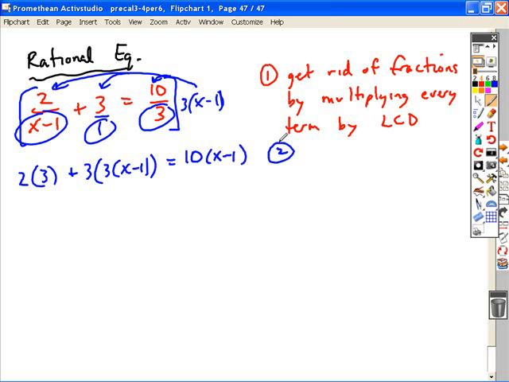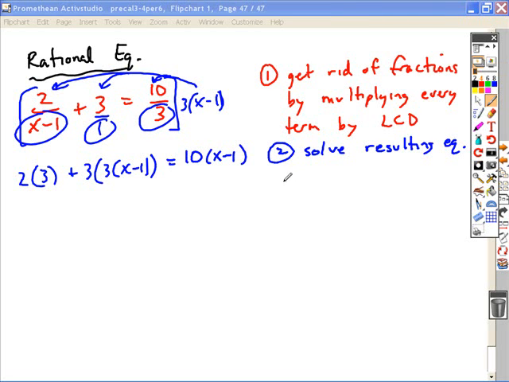Once you do this step of getting rid of your fractions, you can then solve the resulting equation. And now, in this particular case, our resulting equation winds up being a linear form, just like what we went through in the previous section. As we get further into Chapter 5, this resulting form could be a quadratic or another type of form. So you just solve it however the steps suggest for that particular type of problem.